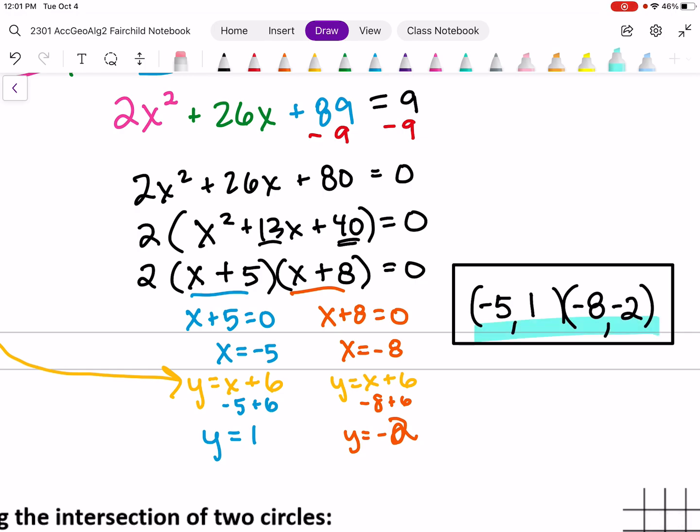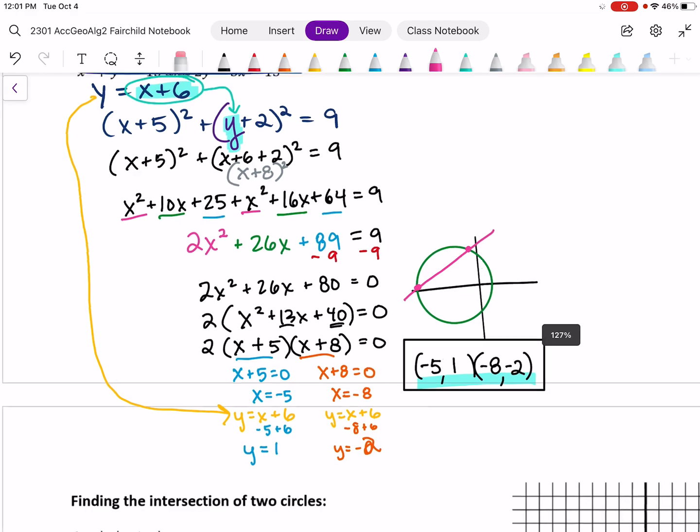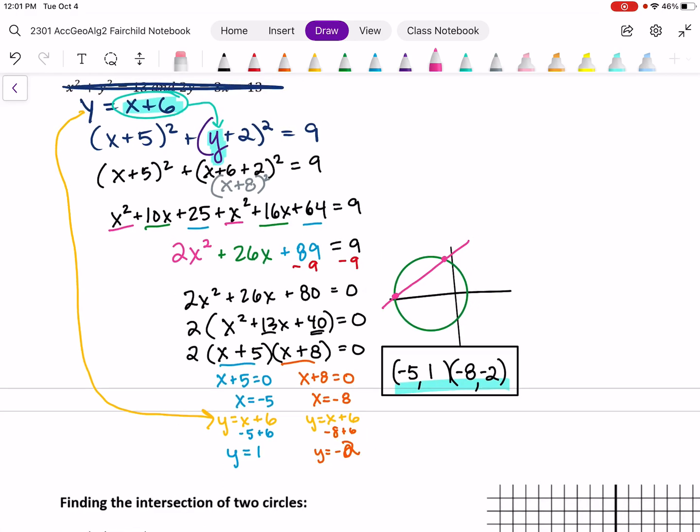Remember, this is a circle and a line, so it looks something like this. I have a circle, right, and I have a line that goes through the circle, and those are my two solutions. Okay, not drawn to scale, but that's how you're going to do it. You're going to substitute, combine like terms, then solve that quadratic, use factoring if you can, set each one equal to 0, find your x's, find your y's, write your ordered pairs. You got this.